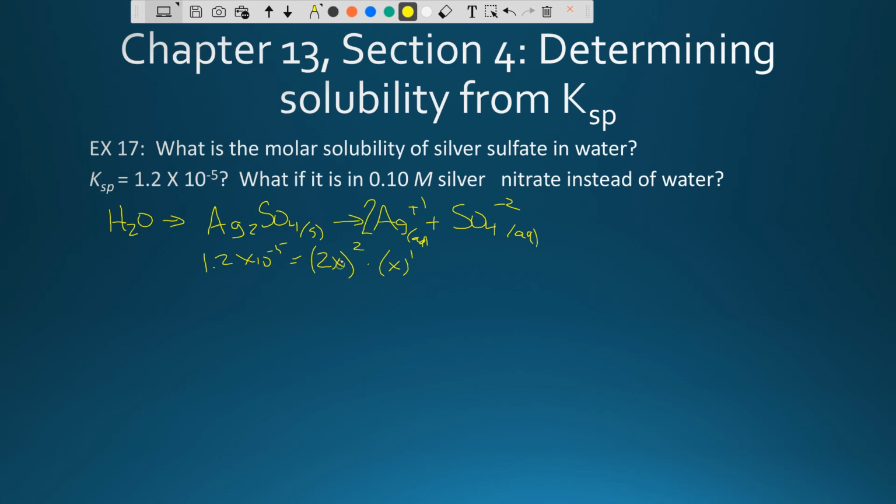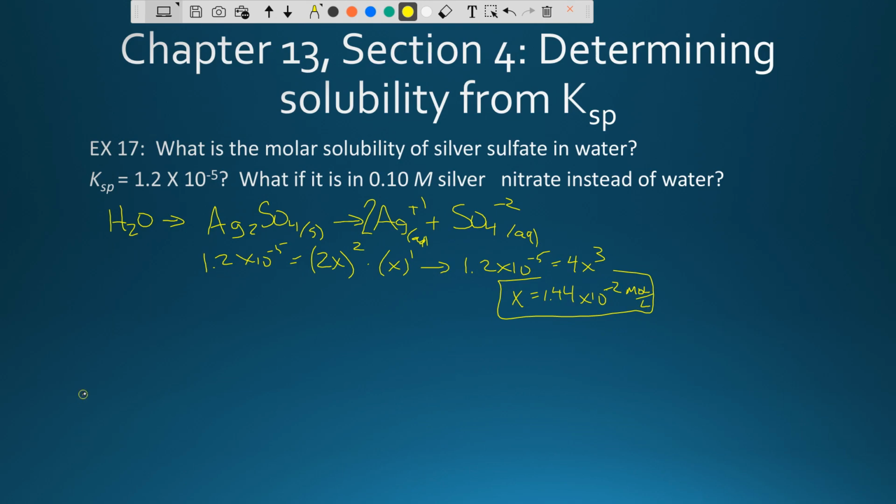All right, so if I square this, I have 4x squared times x, so I end up with, in all of this, 1.2 times 10 to the -5th. That will equal 4x cubed. Again, divide both sides by 4. Then I'll take the cube root. I end up with x being 1.44 times 10 to the -2nd. In other words, 0.0144. Okay, that is going to be my solubility. So that's going to be a label of moles per liter. That's if I dissolved it in water.